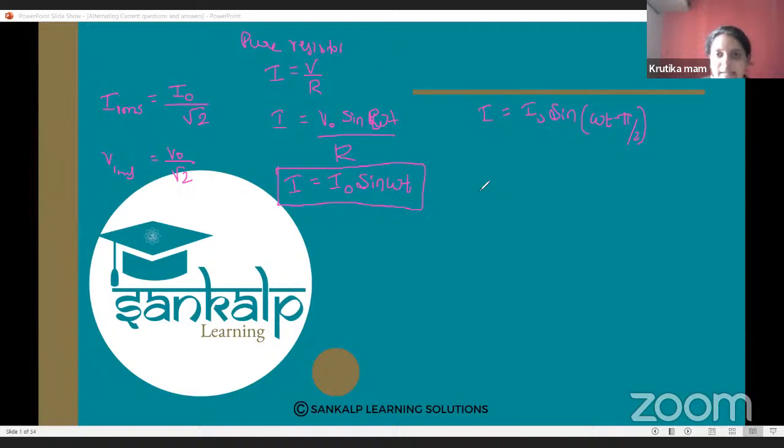Then next, when the AC circuit is applied for a pure capacitor, the formula is given by, this one was for the inductor, and here we are writing it for the capacitor: I is equal to I naught sine omega t plus pi divided by 2. In both cases, the voltage value is the same, that is V is equal to V naught sine omega t. But the current, in case of the pure resistor, is I naught sine omega t, for the inductor it is I naught sine omega t minus pi by 2, and for the capacitor, I is equal to I naught sine of omega t plus pi by 2.